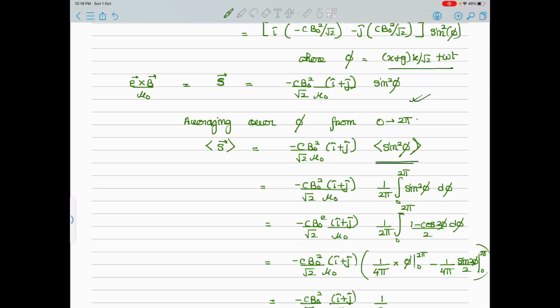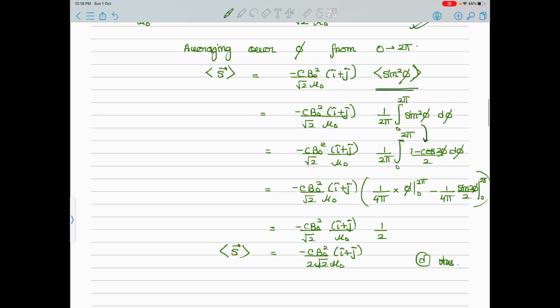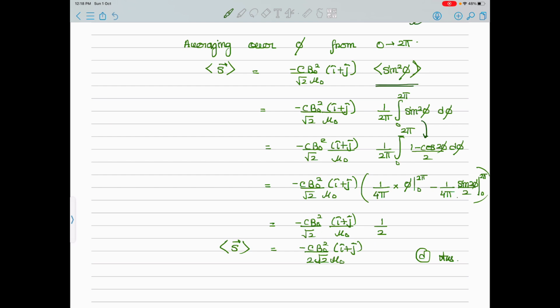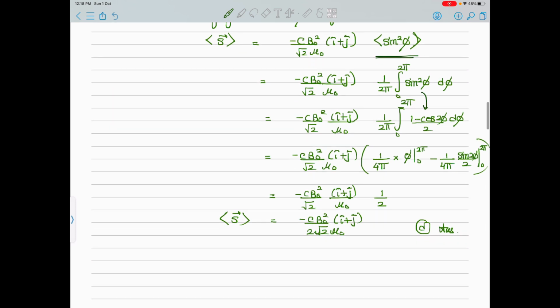So 1 by 2 pi, integral from 0 to 2 pi of sine square phi d phi. We write it as (1 minus cos 2 phi) by 2. This is the trigonometric identity. Solving this integral, we get only half because the cos 2 phi term integrates to 0 over 0 to 2 pi. Therefore, what we get is this particular expression. Therefore, the average Poynting vector becomes minus c b naught square (i plus j) by 2 root 2 mu naught. From where is this 2 coming? From this particular averaging. So D is the correct option.